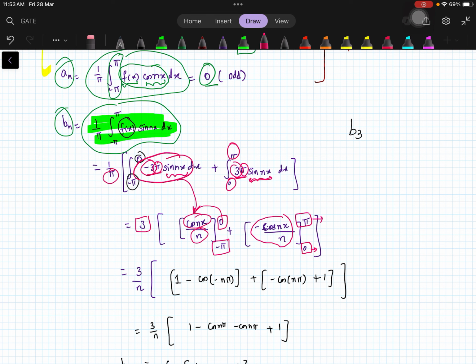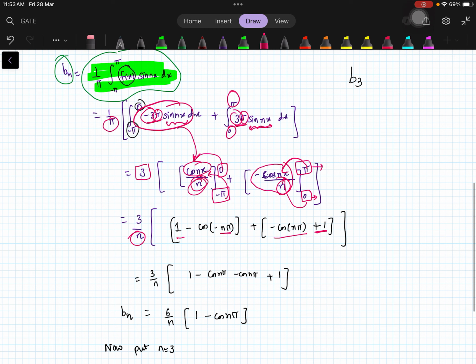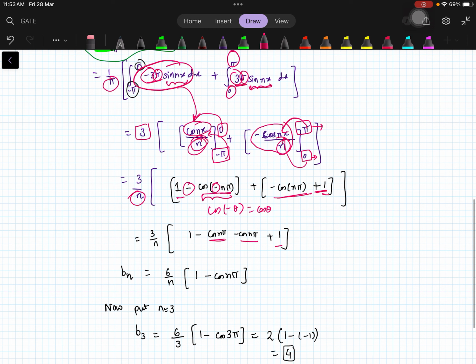So simply we put the limits. When you put 0, cos 0 is 1. When you put minus pi, that is going to be cos of minus n pi. Okay, and here when you put pi, so you'll get minus cos of n pi. When you put 0 and 1 minus from our side, so it is going to be plus 1, and this n I have written it outside. So now we know that cos of minus theta is cos theta, because cos theta is an even function. So this is going to be minus, as such this minus is going to be consumed. So this is cos n pi. Here also you have minus cos n pi and then plus 1. So now you have 2 here and 2 here. So 2 will come outside. So you have 6 upon n, 1 minus cos of n pi.